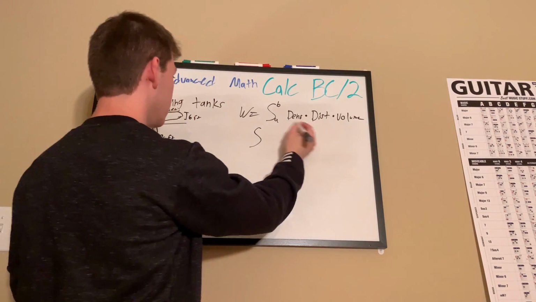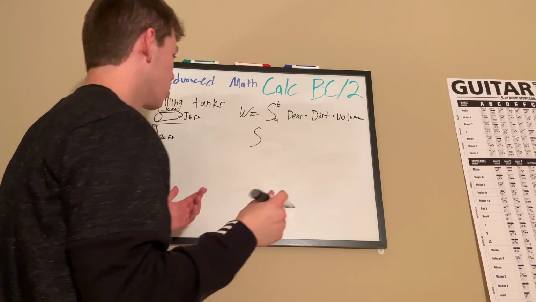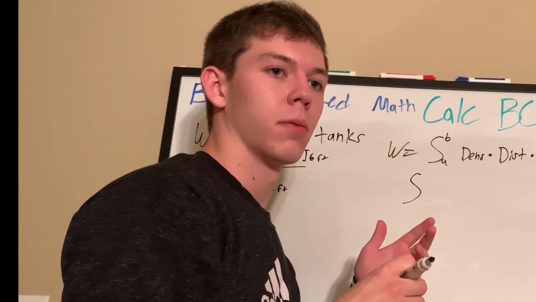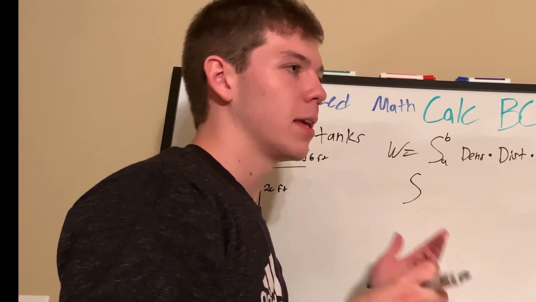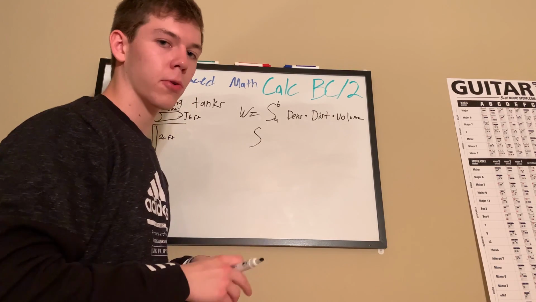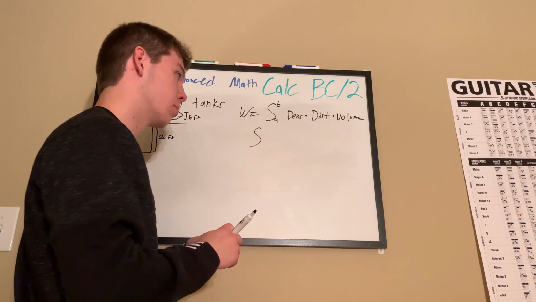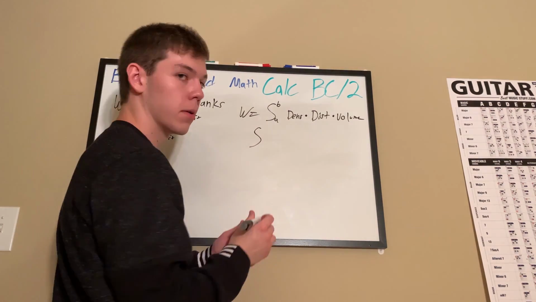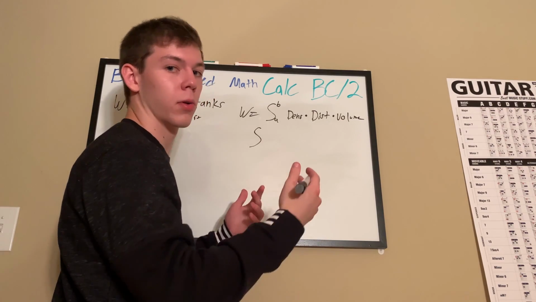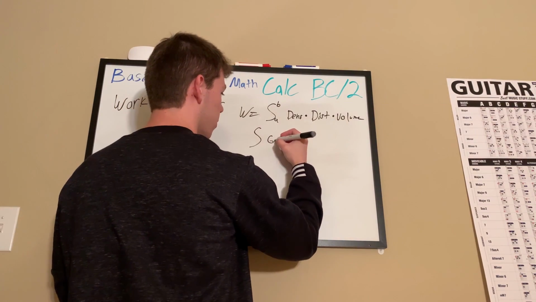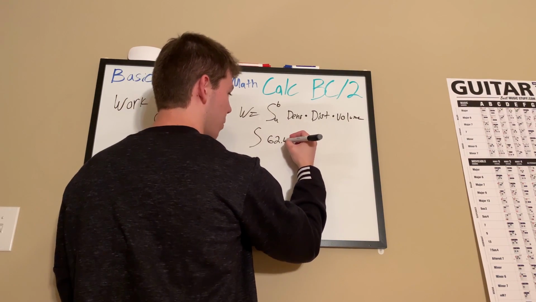We already have density. Say this is water. So water is going to be 62.4 pounds per cubic foot. The density is 62.4. We're just given that. We're pretty much always going to be given that. And if not, you can solve for the substance given what you have. We're just going to do 62.4 because that's a pretty common one.